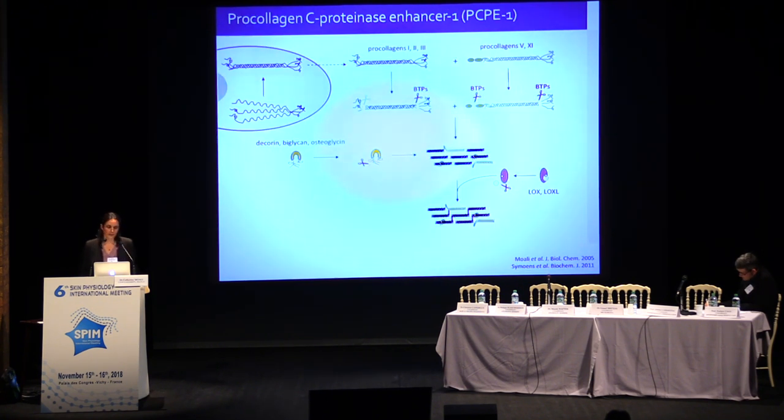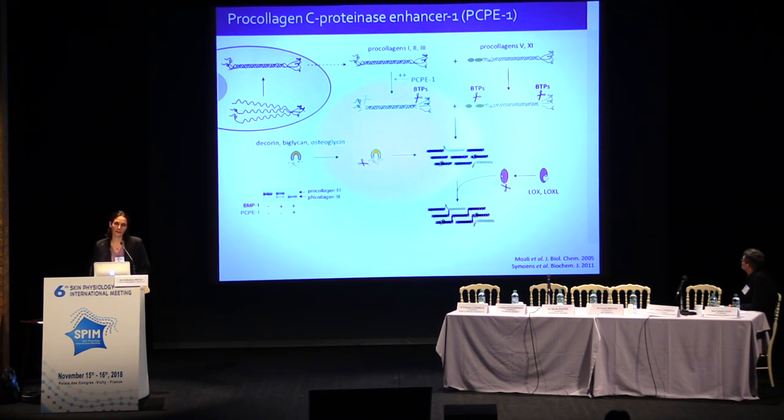The last protein I would like to mention here is a regulatory protein, which is called PCPE1 for procollagen C-proteinase enhancer 1. And this protein has the capacity to stimulate in a very efficient way the C-terminal maturation of procollagens 1, 2, and 3 by BTPs. So, for example, here, if you incubate procollagen 3 with BMP1, you have a low level of conversion into the product, which is called pN collagen 3. Whereas if you incubate both BMP1 and PCPE1 together, then you have complete conversion of procollagen 3.